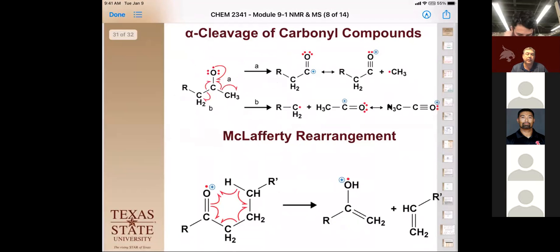Okay, there are two common fragmentation patterns I want to talk to you about. The first common fragmentation process is when we have hydrogens on a carbon next to a carbonyl.